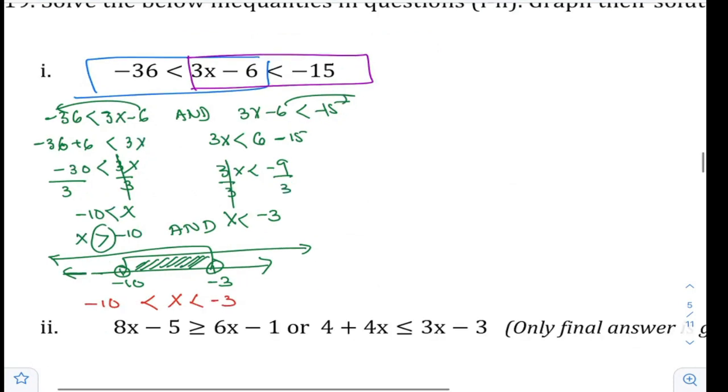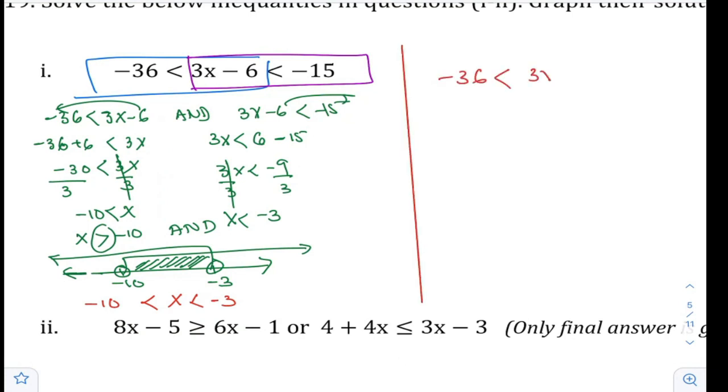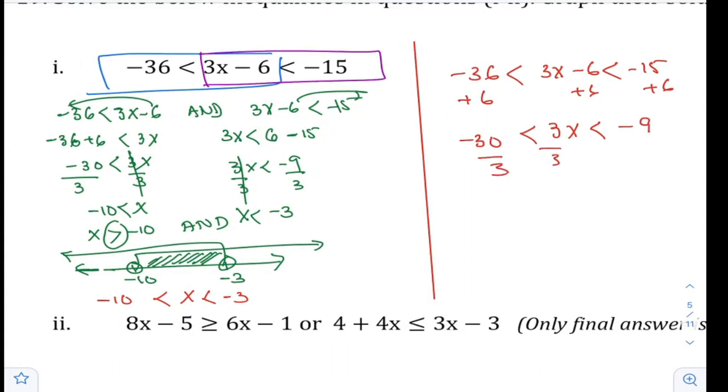As I told you in a previous video, you can do it in two steps. We can add 6 to all sides. Then we would divide all sides by 3. And we have, as you see, the same solution as we have here. Choose the way you feel is good for you. And this is for "and" exclusively, not "or".